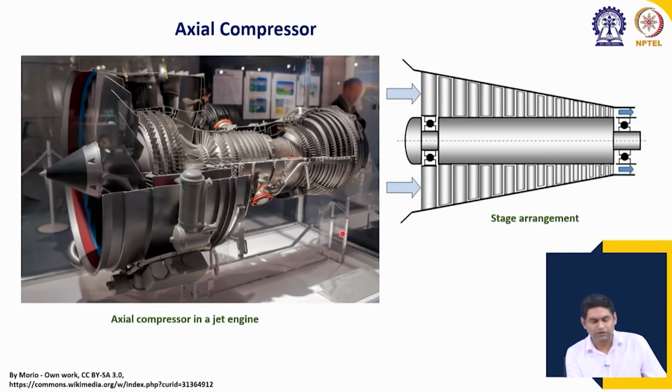Example from an actual turbofan engine, the core section. You can see the multiple stages of the axial compressor, and this is how the different stages are arranged. You will have one stationary guide vane which guides the flow to the first stage rotor. These are mounted to the casing, then the first stage of rotor mounted to the shaft. The shaft is rotated by the turbine, which rotates the compressor blades.